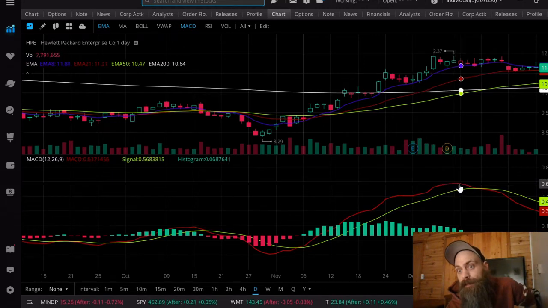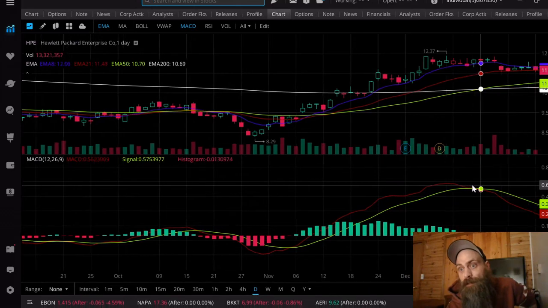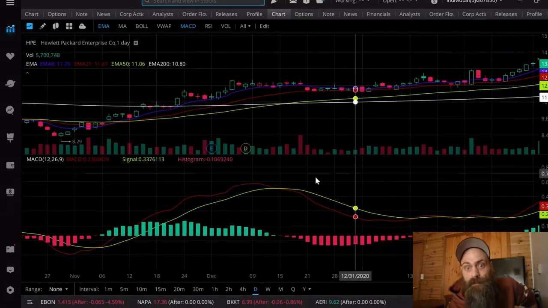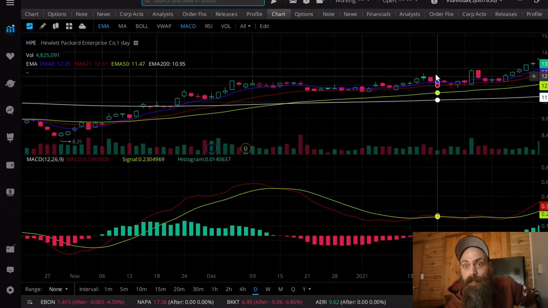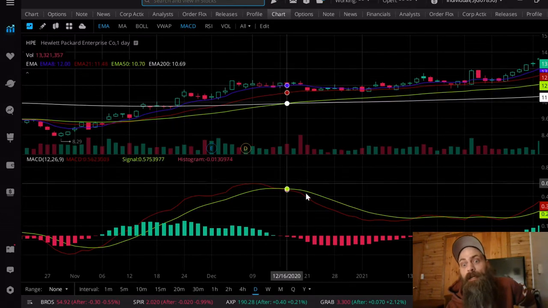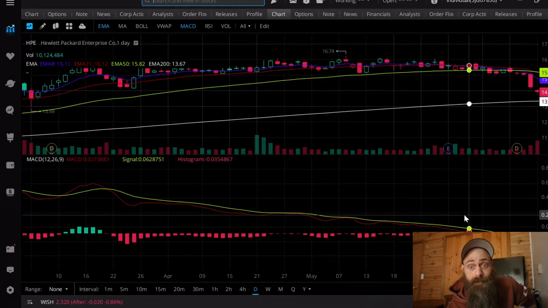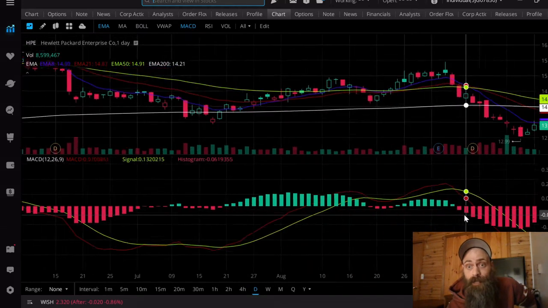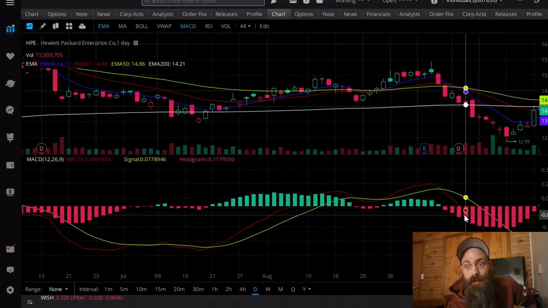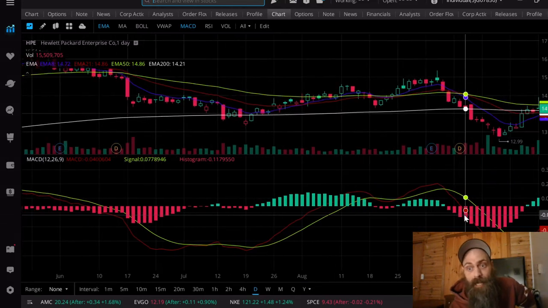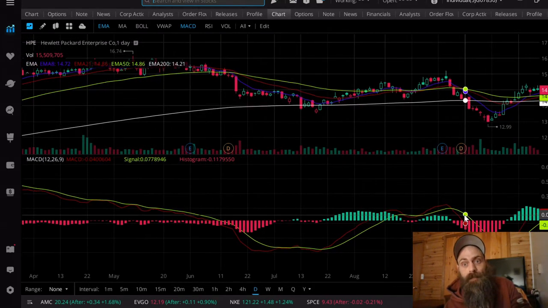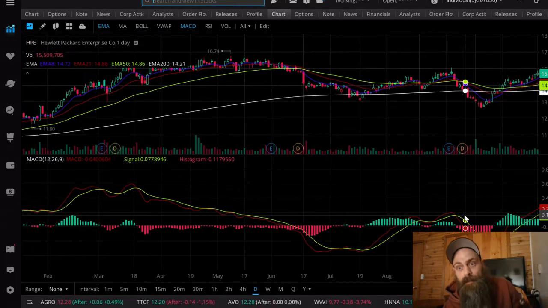And even if you would have got out somewhere around in here, you still would have made a really nice chunk, even though it still went up just a little bit more. So I mean that's one way to trade this MACD strategy. And like I said, you're going to use this with other indicators and other technical analysis to help you determine whether or not you should get into it.